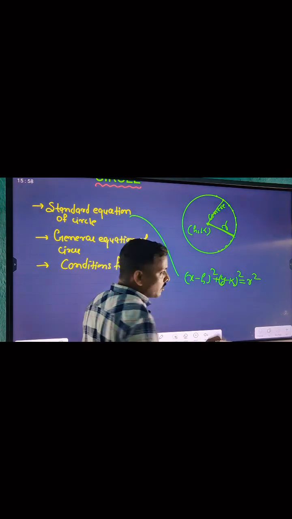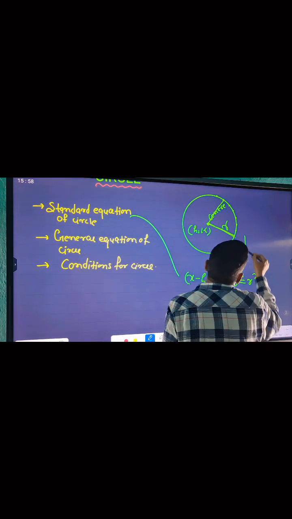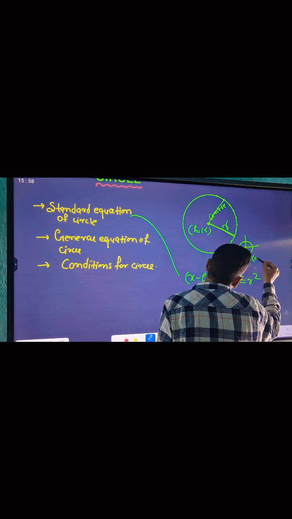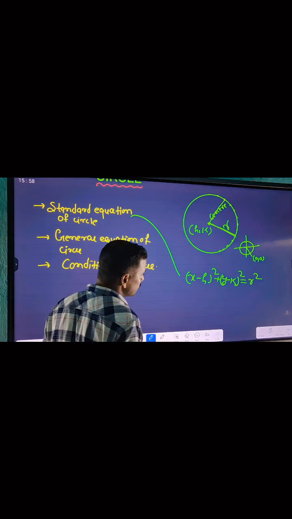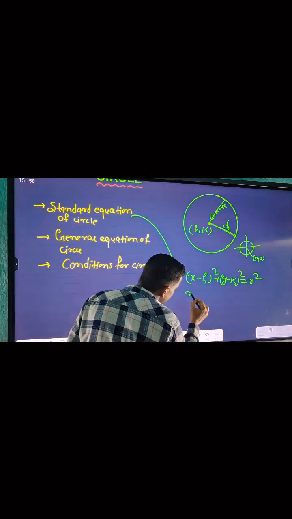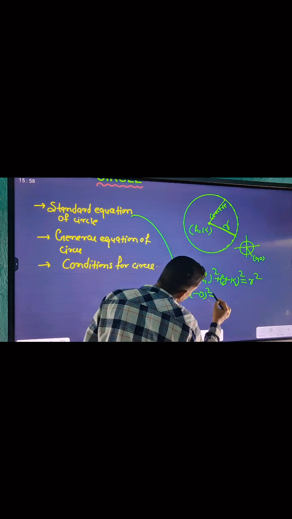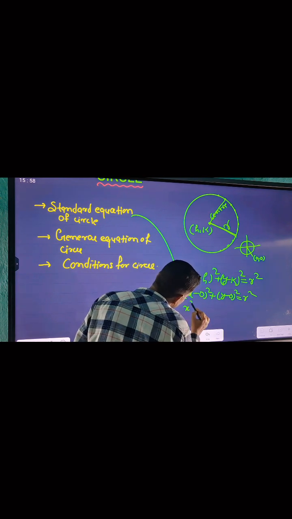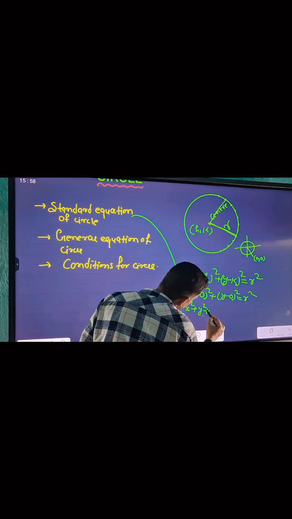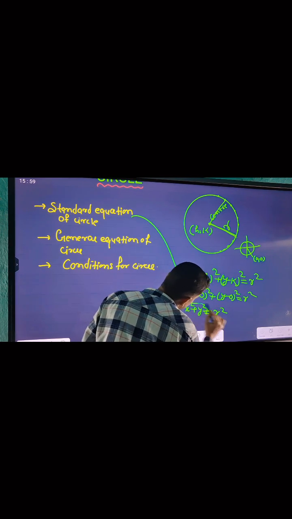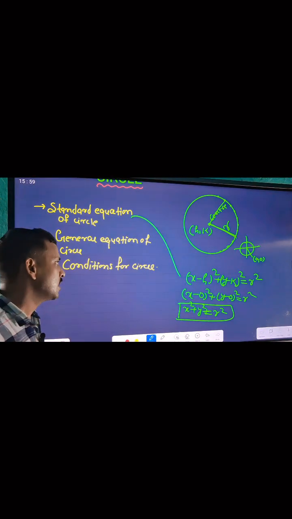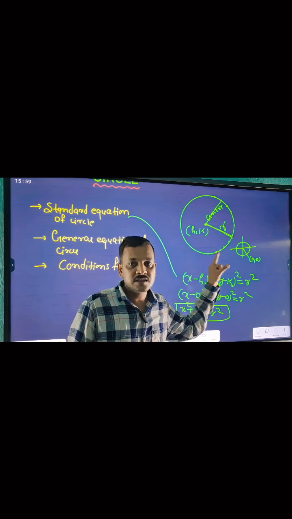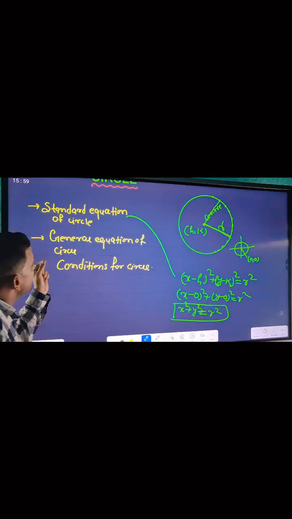If the center is at the origin, that means like this, here the center is at the origin, that is, the coordinates of the origin will be 0, 0. If you put the values in this equation, you will get x minus 0 whole square plus y minus 0 whole square equals r square. That means x square plus y square equals r square. This is the standard equation of a circle when its center is at the origin, that is, its coordinates are 0, 0. Now the general equation of a circle.